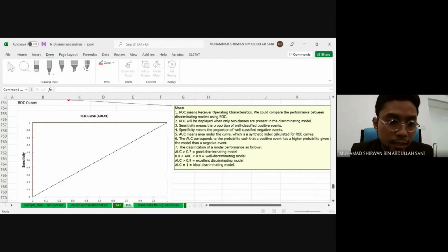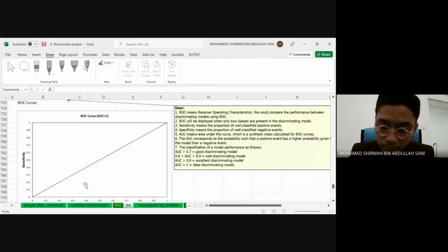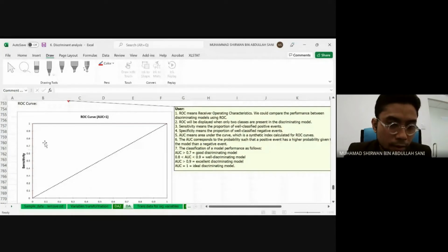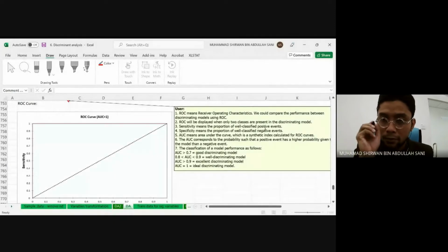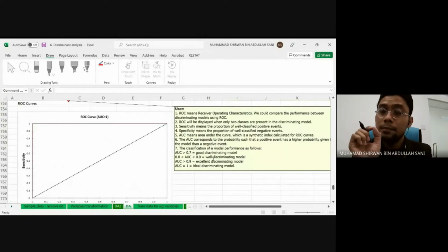Okay. Sensitivity means the proportion of well classified positive. This one. Yeah. Positive event. It means if we prepare beef, we get beef. Specificity means the proportion of well-classified negative event. So it means if we prepare beef, we get porcine, or we get poultry, that one will become a negative event.